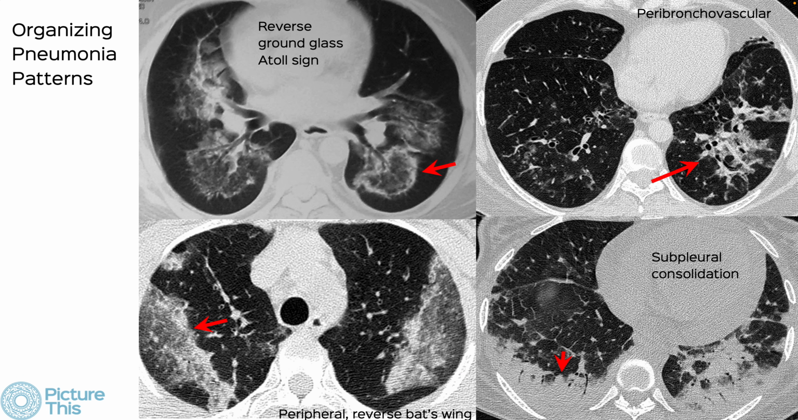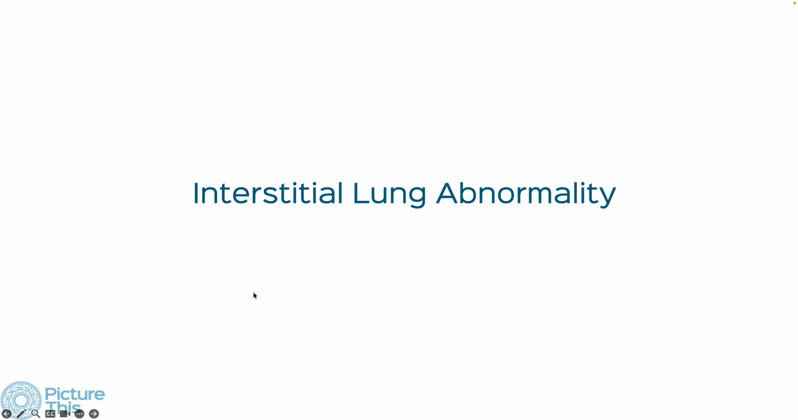We've also started seeing organizing pneumonia patterns. They were most commonly seen during COVID-19 with so many different appearances: subpleural, peribronchovascular, the reverse ground glass sign, and the reverse bat's wing sign. And then we have to further investigate for the etiology.